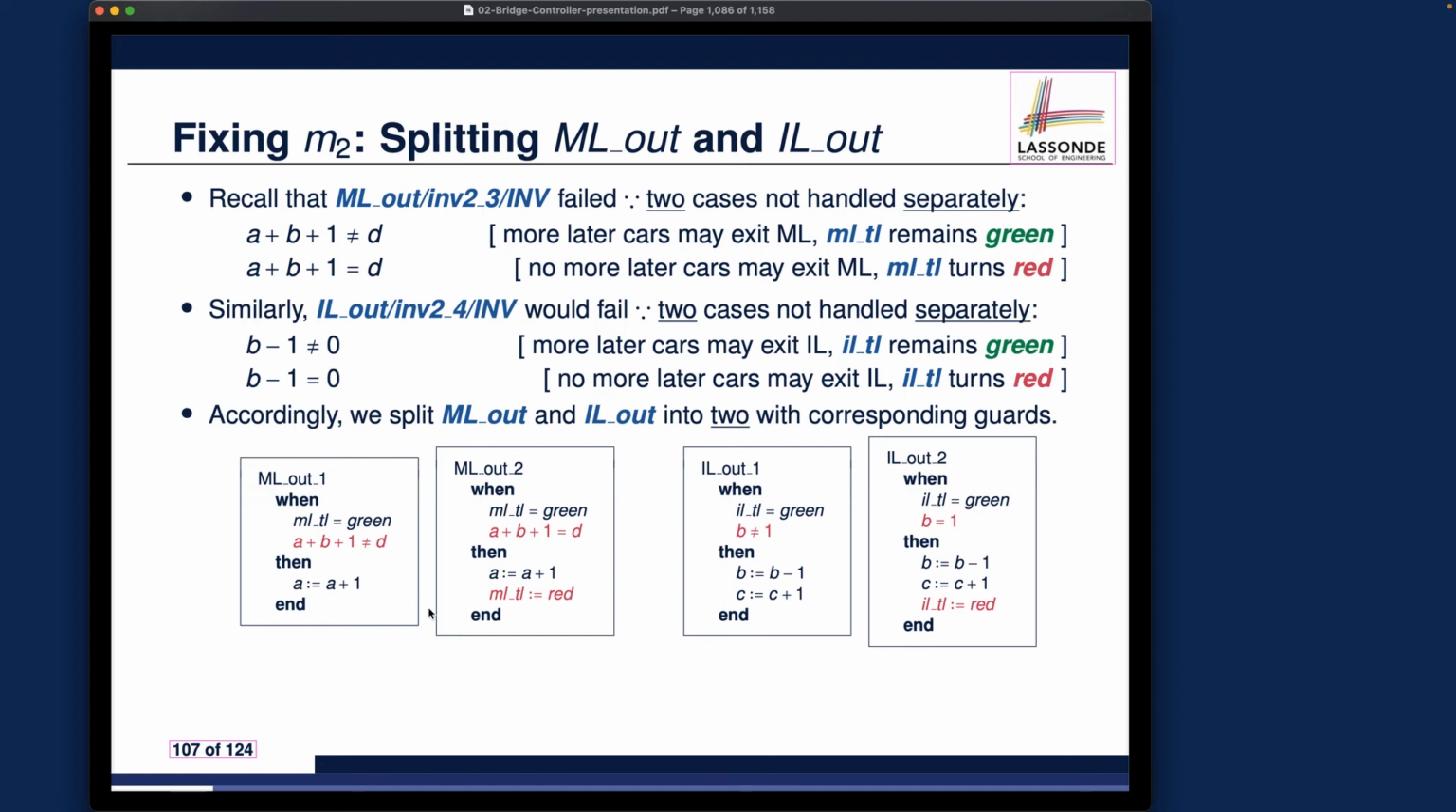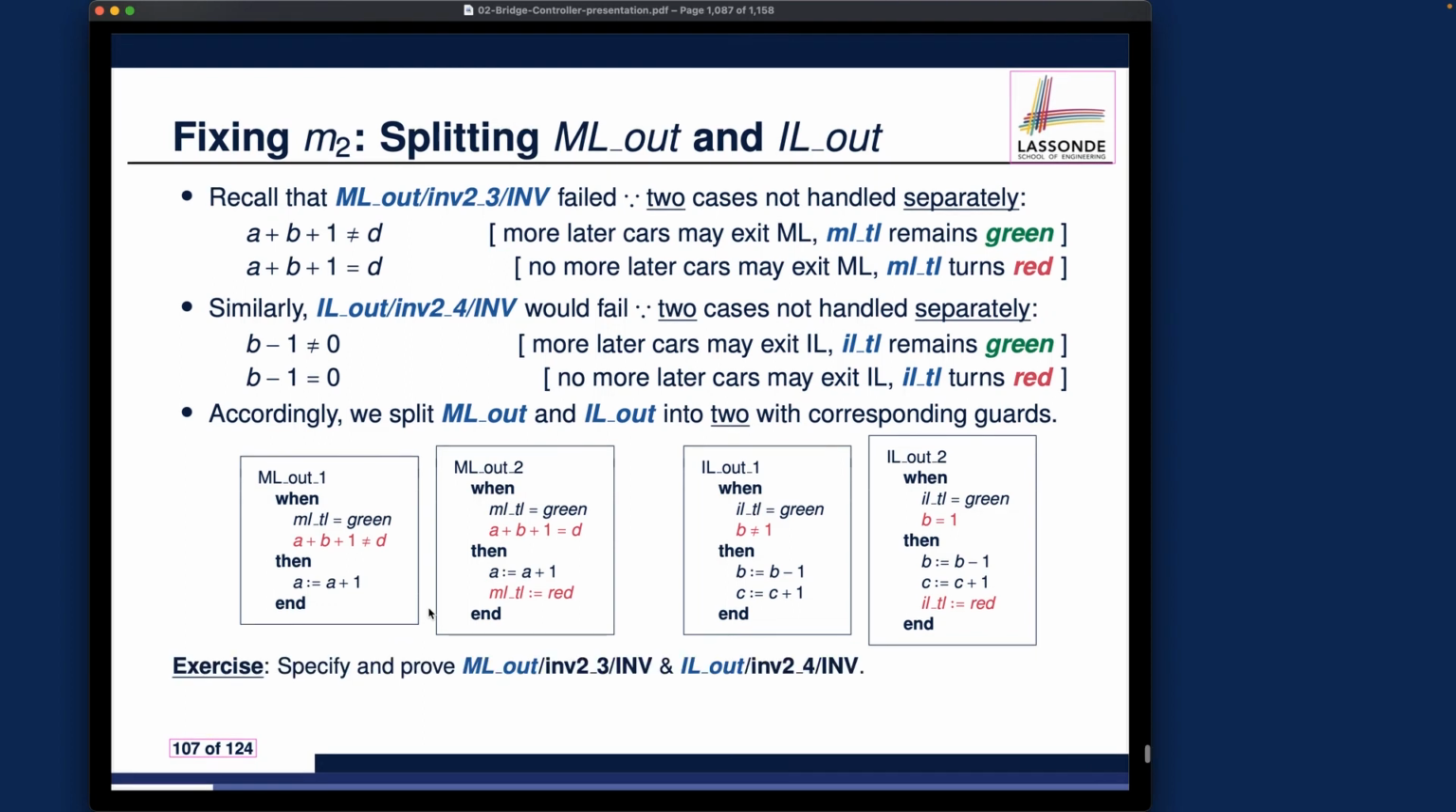That's a summary of the splits that we just went over. Exercise number 1: you want to specify and prove these two invariant preservation properties for ML out and also IL out, and also invariant 2-3 and invariant 2-4. And exercise number 2.